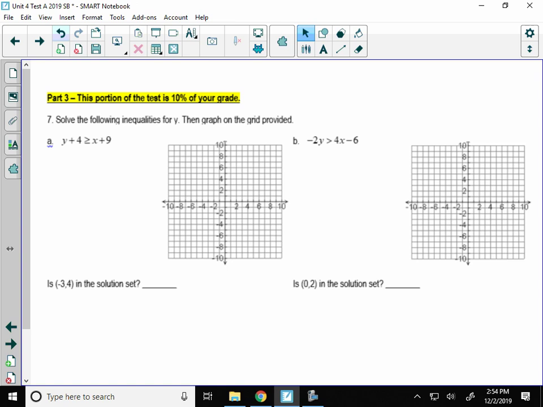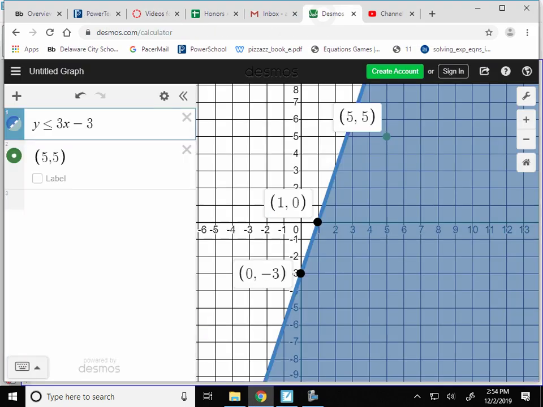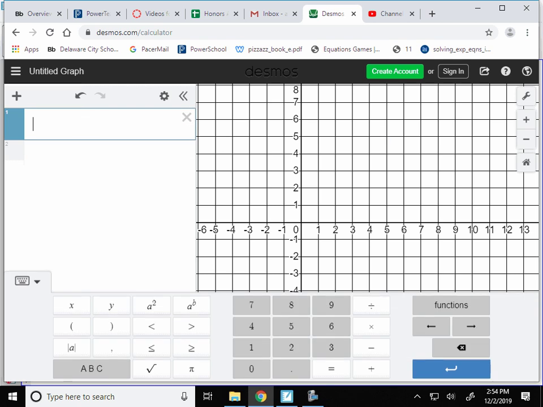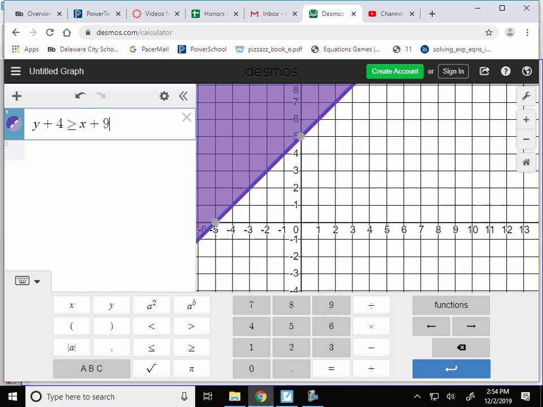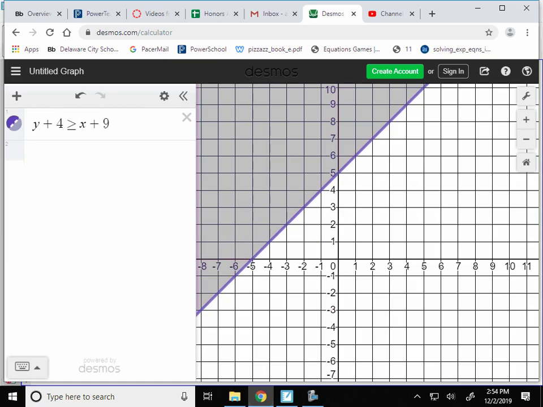So actually what I'm going to do is I'm going to start with Desmos. I want you to graph y plus 4 is greater than or equal to x plus 9. Type that whole equation into Desmos. Okay? So I'm going to type y plus 4 is greater than or equal to x plus 9. That's ultimately, right here, what your graph is going to look like. Okay? So I want you to leave that there for now. Leave it there for now. Let's go back to our paper.